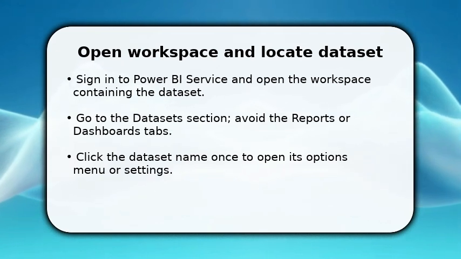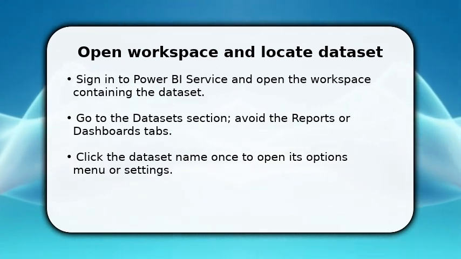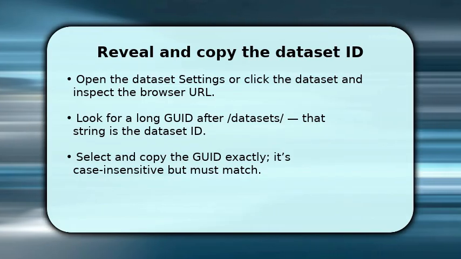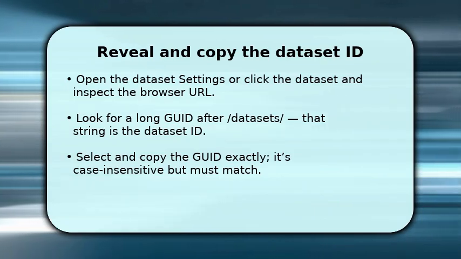Once the dataset settings page is open, look up to the browser address bar. You'll see a path segment like /datasets/GUID/settings. The GUID after /datasets/ is the dataset ID you need. Click the URL, highlight only that GUID portion, typically 32 hex characters with dashes, and copy it.